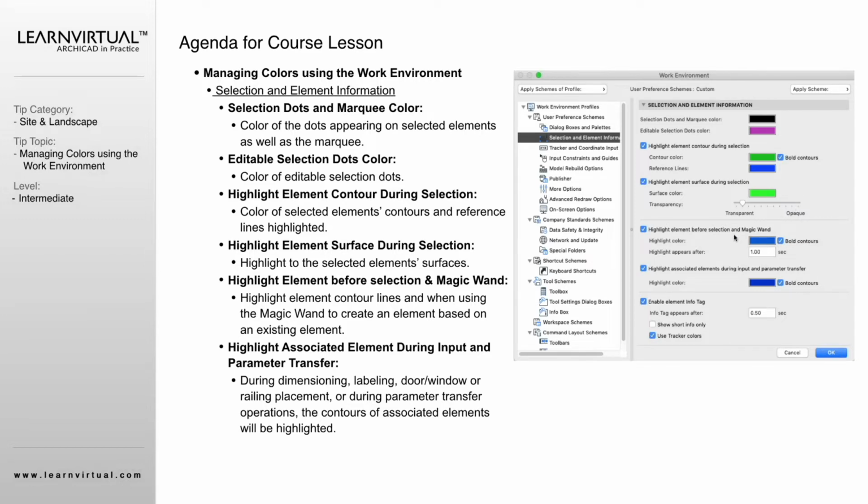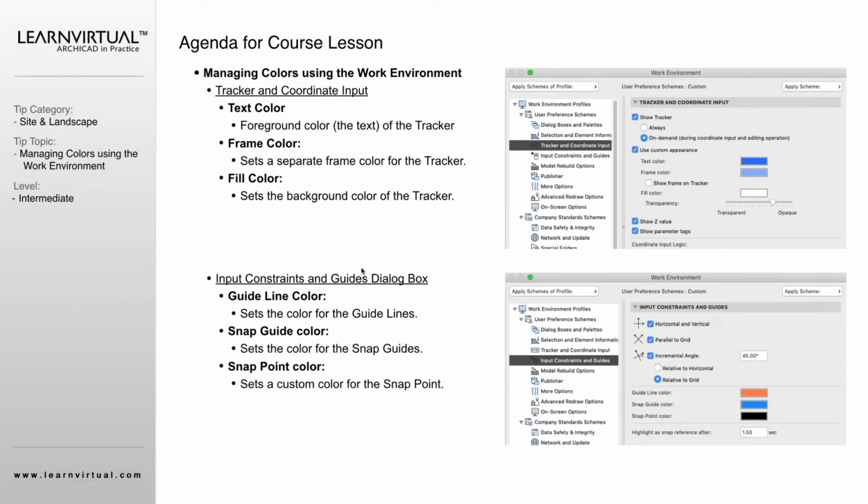Highlight element before selection in Magic Wand, that's when you're just kind of hovering over it. It becomes that blue color. And then you can customize how long it stays that blue color after you've hovered over it. When we're looking at our tracker and our coordinator, we can change the colors that those come in. I think standard they come in as blue, but if you wanted to change that to something that works better for you, you can do that. You can change the fill color and the transparency of it.